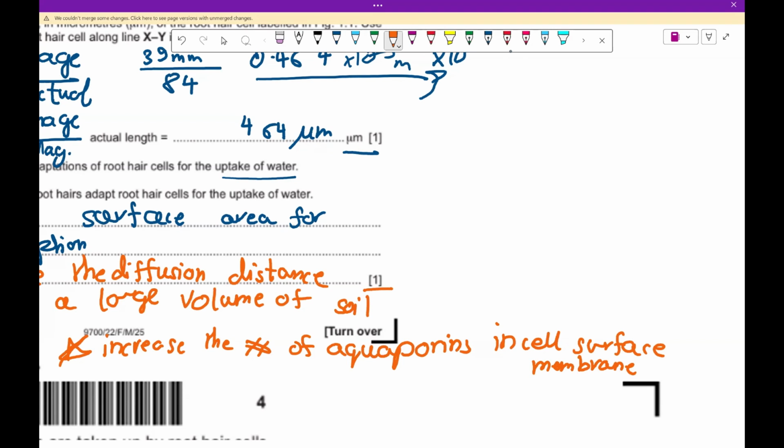If this is a root hair cell, let's say this is a normal cell, and this is a root hair. Since it's a root hair, it has a bigger membrane, right? And since it's a bigger membrane, it will have more aquaporins.